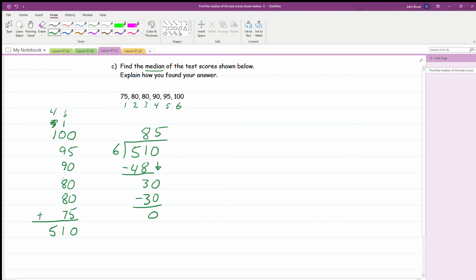So I think that our median equals 85. Now we're not done because it says explain. Well, when we explain, we want to tell what we did to get the answer.